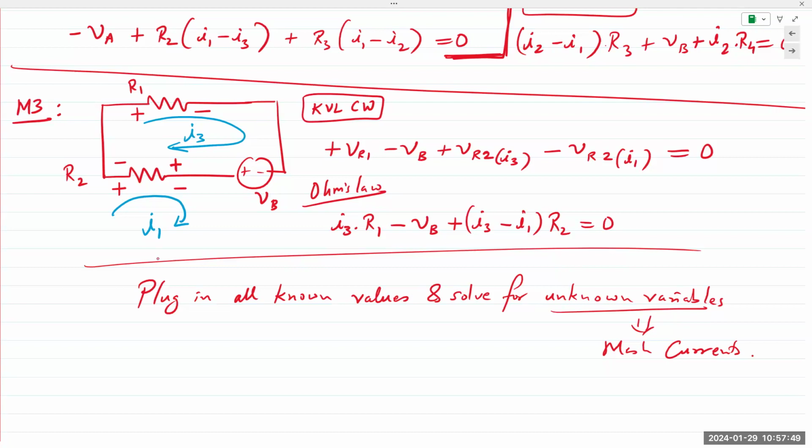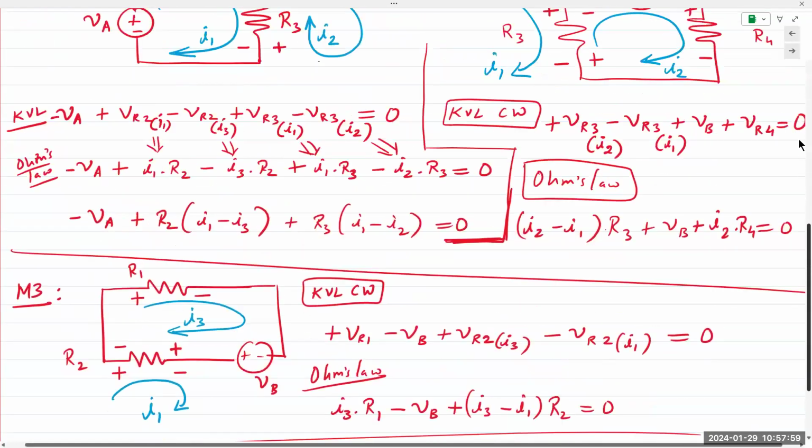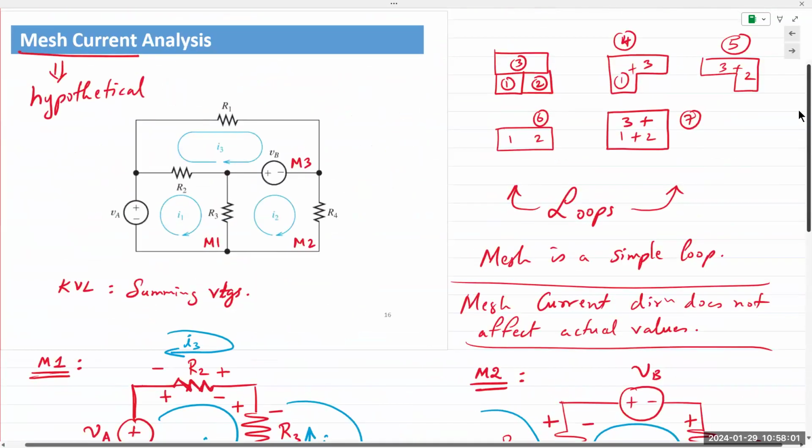Yes. So when we find I for all these things, you said this was all hypothetical. Does that actually tell us the current that's flowing through R1? Yes. So the question being asked is, how can we use the mesh currents to determine the voltages across the resistors and the actual currents flowing through R1, right?